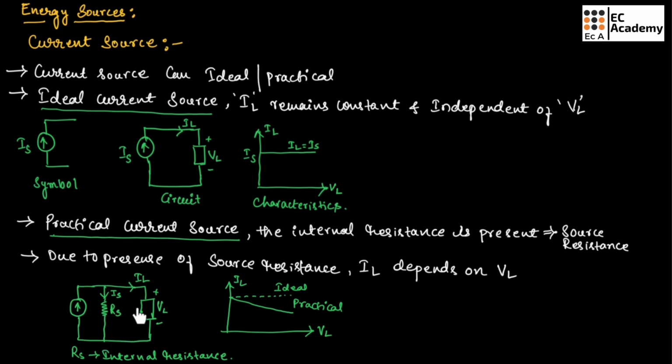So in a practical current source, the internal resistance Rs is present. Due to the internal resistance, the current IL will depend on the voltage VL. That's why you can see here the current is varying with respect to variation in voltage VL. So as you can see, for an ideal current source, the current IL remains constant, but for a practical current source, the current IL varies as VL varies. That's why we can say in a practical current source, IL is dependent on the voltage VL.